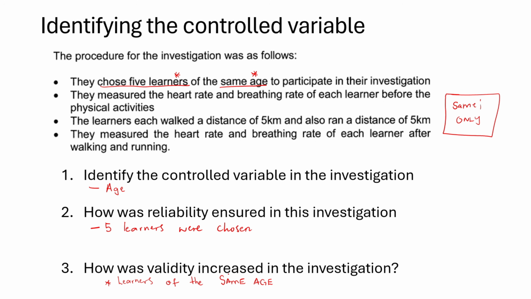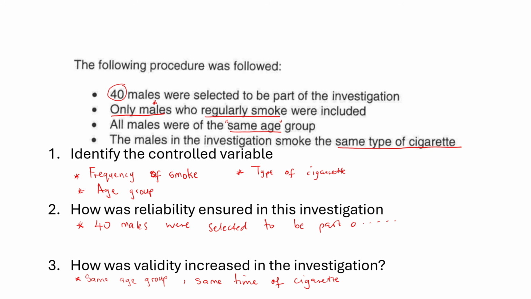So reliability, you repeat the investigation or you increase the sample size. How do you see that the sample size has been increased? You just look at the number. If they say they chose a certain number of things, you just know that's all about ensuring reliability. Just like here, 40 emails were selected. That's ensuring reliability because you are using a large sample size.